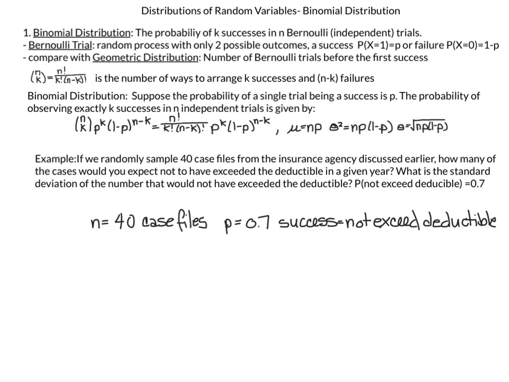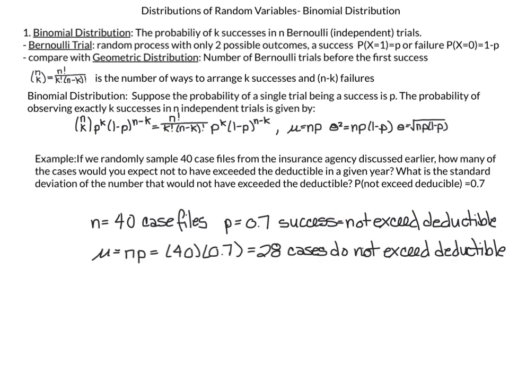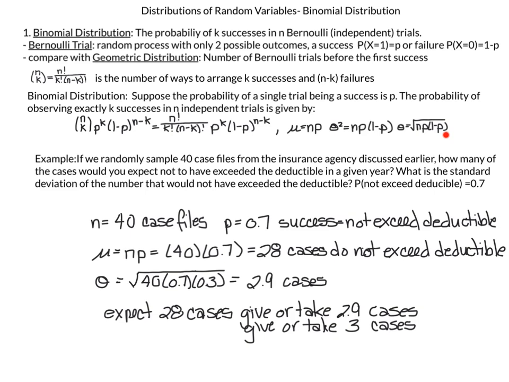Then it asks for an expected value. How many would you expect not to have exceeded? So in this case, again, success is not exceeding. So this is simply going to be the mean, the expected value, which from our formula here is n times p, so it's 40 times 0.7, which is 28 cases that do not exceed the deductible. Our standard deviation formula here is the square root of n times p times 1 minus p, which is 2.9 cases. So in other words, we expect 28 cases, give or take 2.9 cases. If you'd like, this is so close to 3, you could say we expect 28 cases, give or take 3 cases.